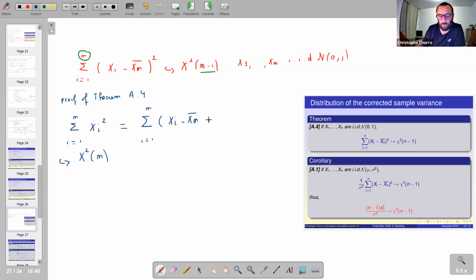I do the job this way. I just add and subtract Xn overline here. So let's do the computation. What I obtain is the sum from i equal to 1 to n of (Xi minus Xn overline) squared. That is my quantity of interest, what I want to study here. Plus the sum of the Xn overline squared.